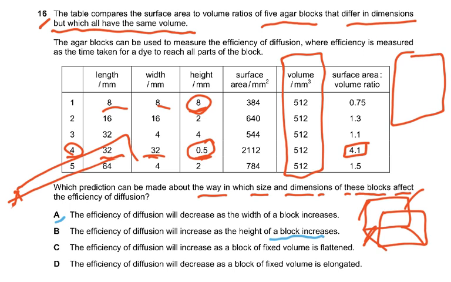So, the question is which prediction can be made about the way in which size and dimension of these blocks affect the efficiency of diffusion? So the answer is C. The efficiency of diffusion will increase as a block of fixed volume is flattened. You see, this one has become flattened. Efficiency of diffusion is going to be more because it has more surface area to volume ratio.